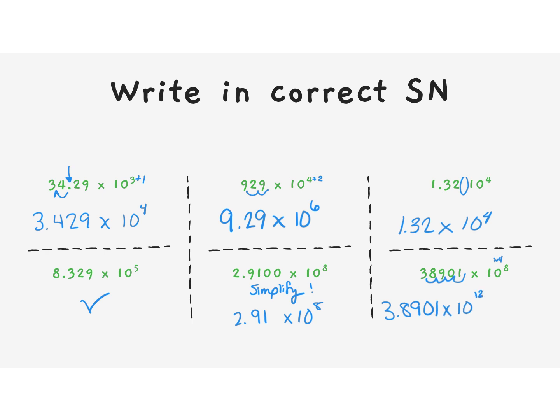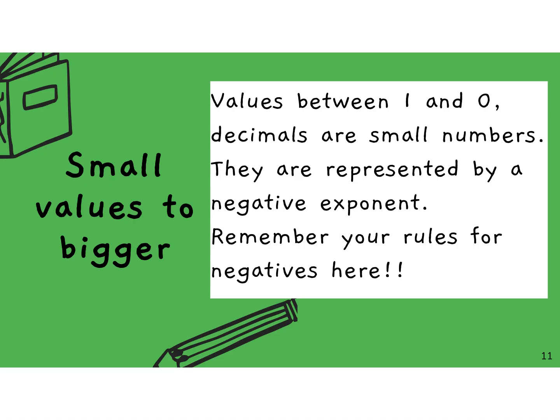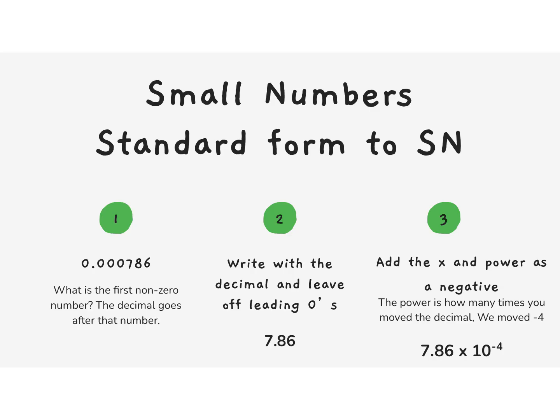How did you do? Let's take a look at our little numbers, our values that are between 1 and 0, so our decimals. We are going to represent them again, like we had talked earlier, by a negative exponent. Remember your rules for negatives, right? When you add negatives, they become more negative. Let's keep going. Small numbers in standard form to scientific notation.